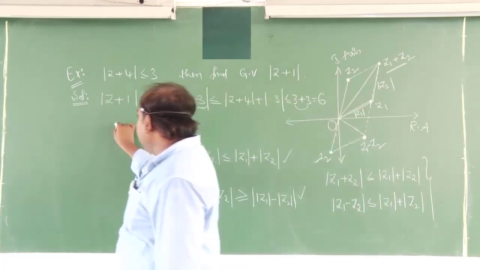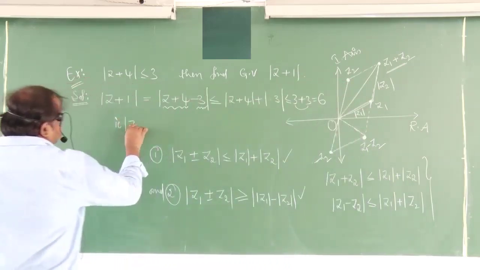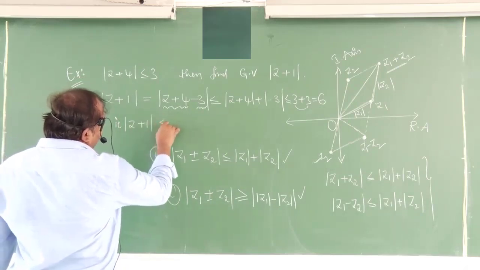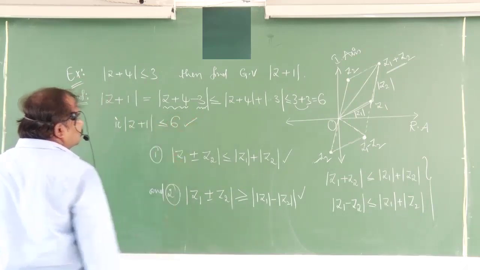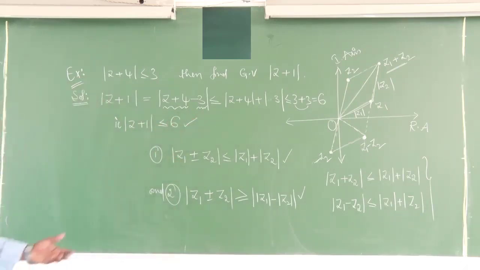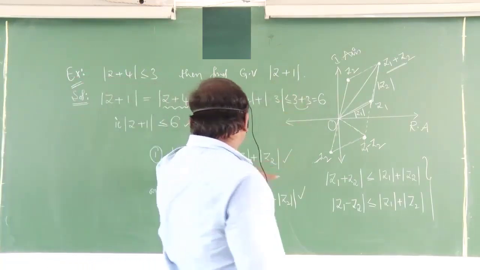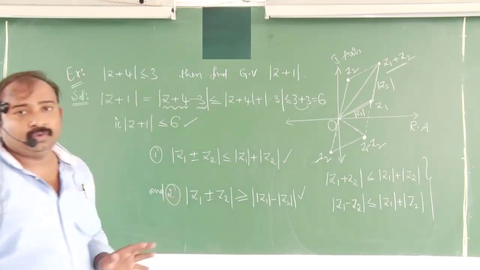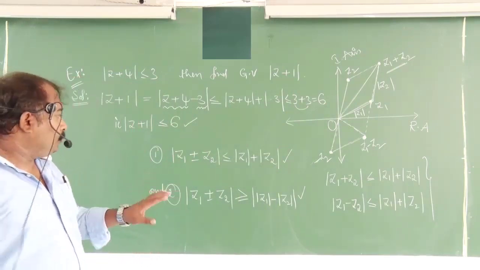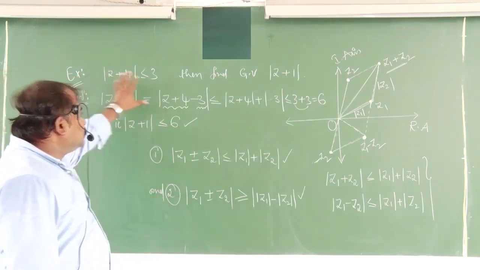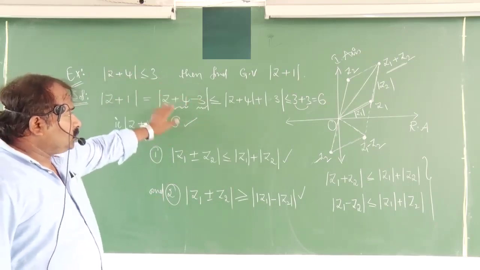That is, here we get modulus of Z plus 1 less than or equal to 6. So here the greatest value of modulus of Z plus 1 is 6. That's it. So based on these inequalities, you can do this bit like this.